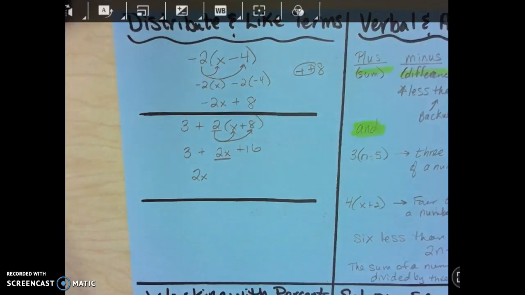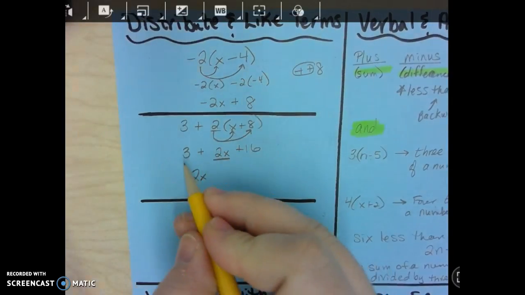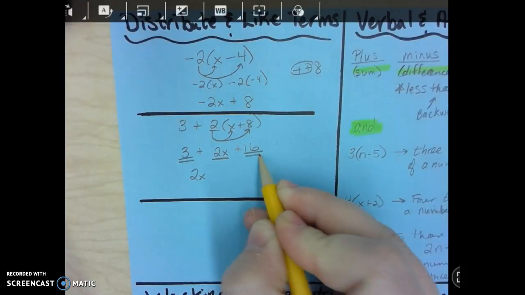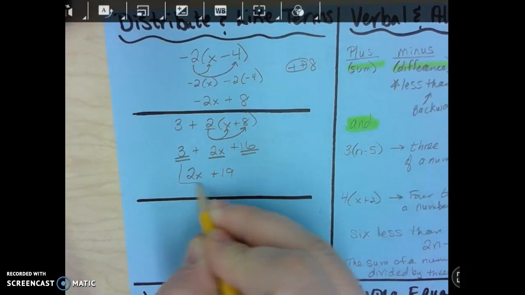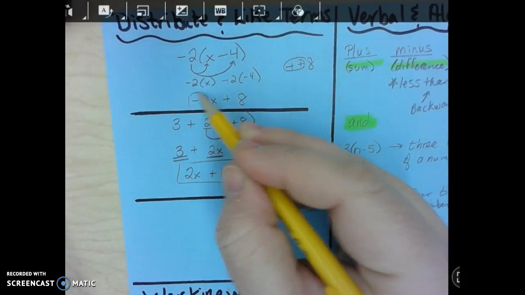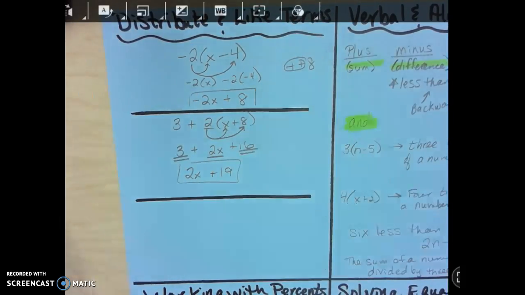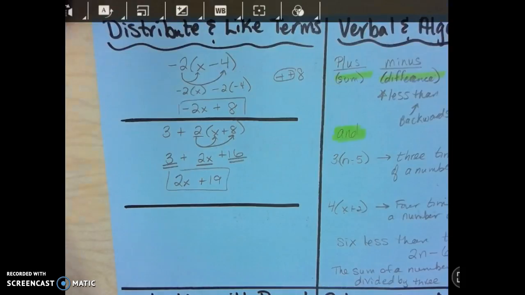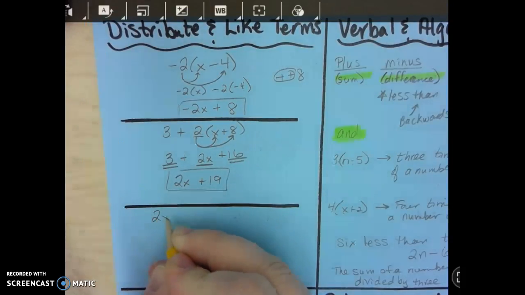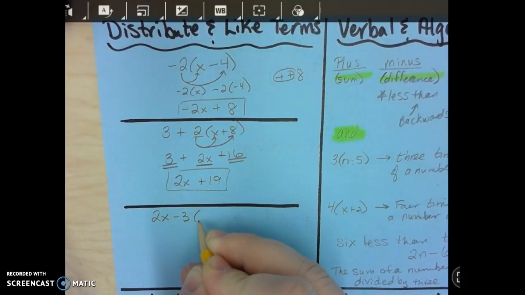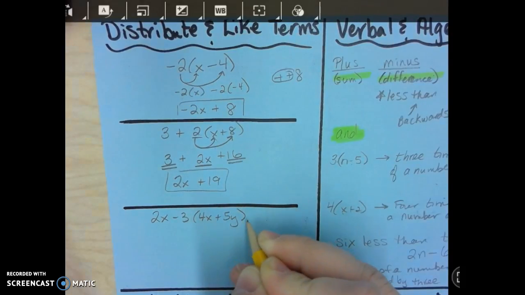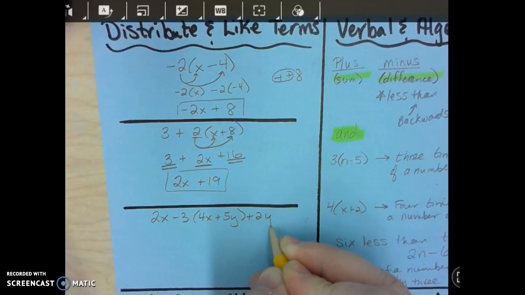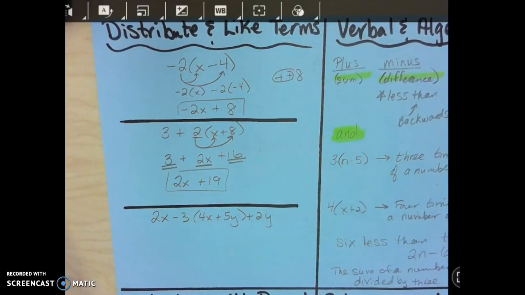Now I look for my like terms, and my biggest term is 2x. And there's nothing to go with that, so I write 2x. And then if you notice, I have a 3 and a 16, which can go together. And so 3 plus 16 is 19. And so that answer is 2x plus 19. The last type of distributing we'll have is one that's a little harder. It has different letters, and it has several things hanging outside of the parentheses.